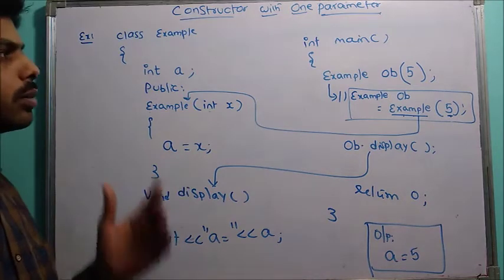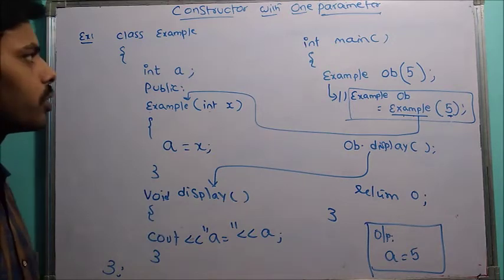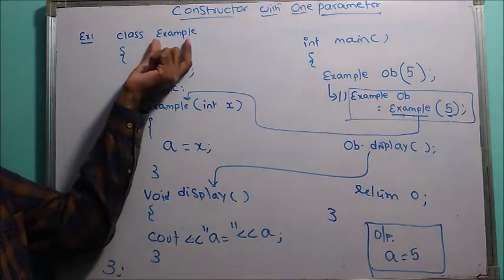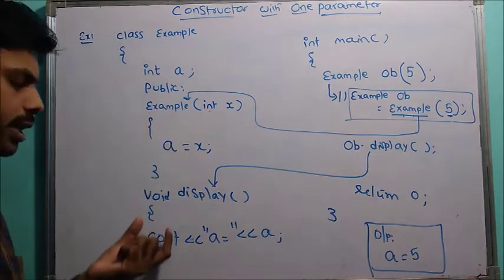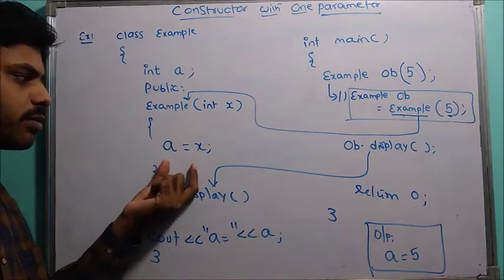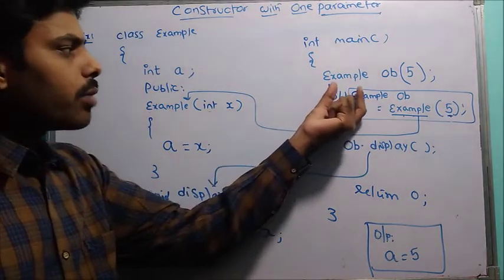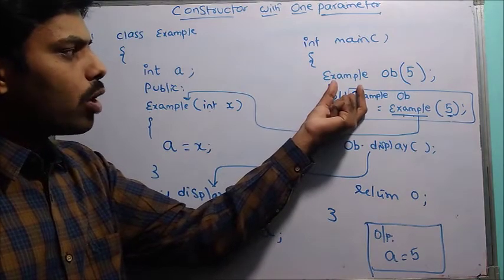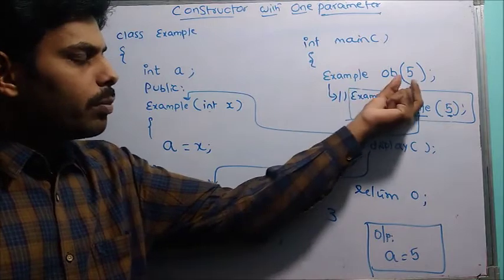related to parameterized constructor, that is a one parameter constructor. So see this, the class name is example. It contains the private part a and the public part. I am declaring and defining two functions. One is a constructor member function, second one is a normal member function. In the main part, I am writing the statement. I am creating object example OB. OB is an object of class example with one parameter 5.